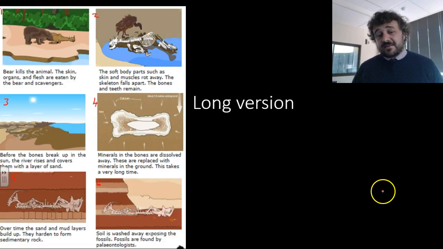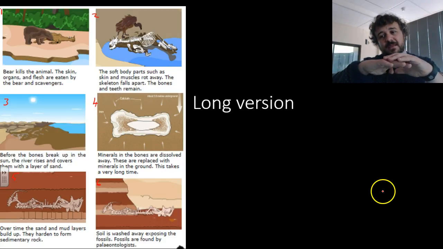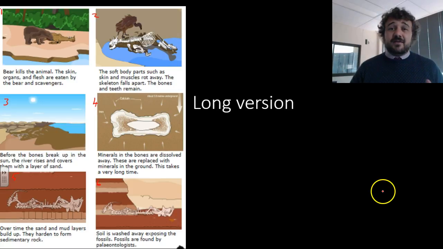The longer version is this. Okay, so the animal dies, it gets killed. The skin, the organs, and the flesh are all eaten by scavengers and they're decayed away. Then the muscles are all taken away. The only things that are left are your bones and teeth. Before it can break apart, though, and hence rapid, a river might rise in this case here, but basically something will cause it to be covered with a wet soil. If it's covered with a wet soil, it usually means that it will fill in all the gaps, and so it'll be a nice, good solid fossil.